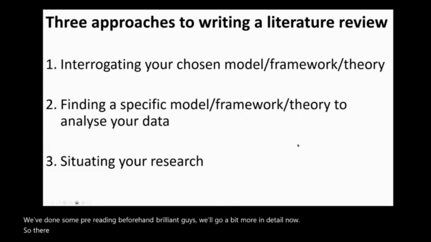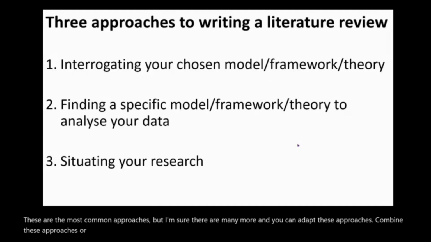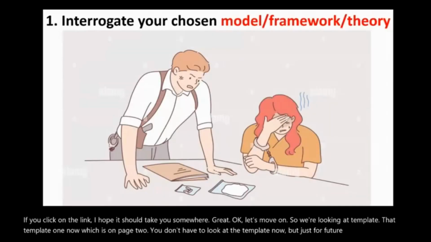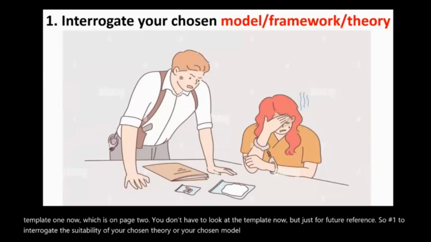So there are 3 approaches to writing a literature review. These are the most common approaches, but I'm sure there are many more, and you can adapt these approaches, combine these approaches, or use other approaches. There's no compulsion here. So number 1, to interrogate the suitability of your chosen theory or your chosen model or your chosen framework or your chosen concept.